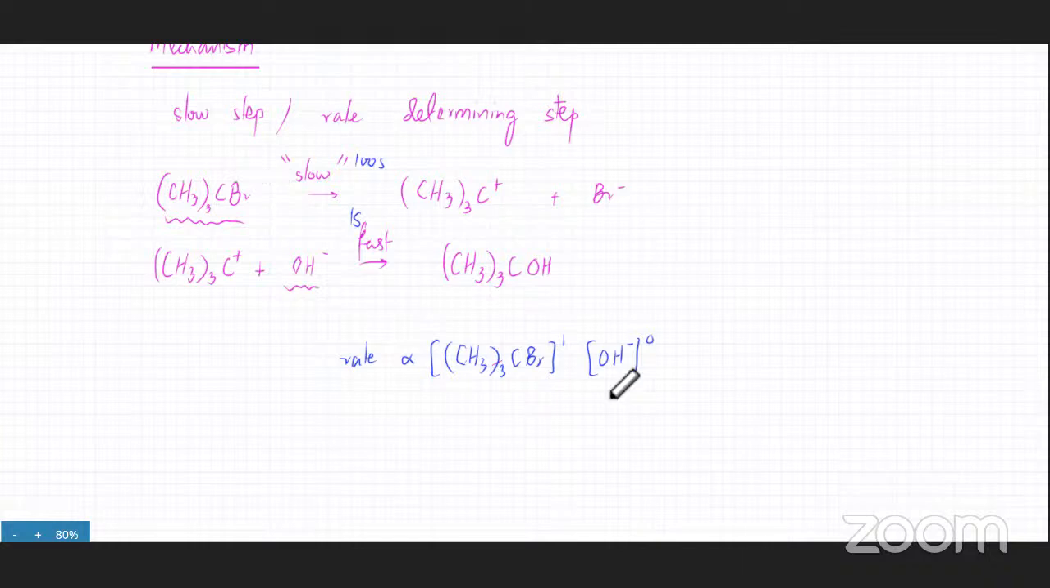So you've got the orders, and remember, it's always dependent on the slow step. Now, that thing about the coefficient not being an issue over here: remember, the coefficient is an issue for the slow step. If there were two CH3Brs in the slow step equation, then this would be squared. Do you get my point? So it's not dependent on the coefficient of the actual equation. It depends on the coefficient of the slow step equation.